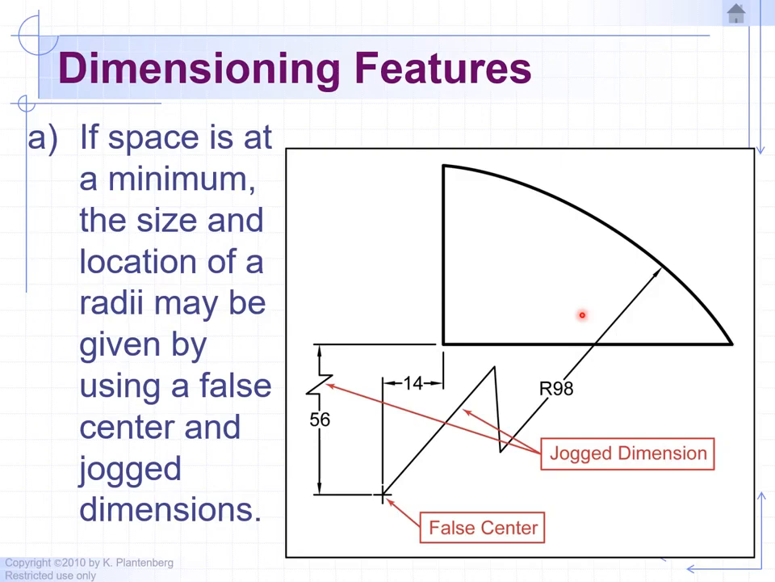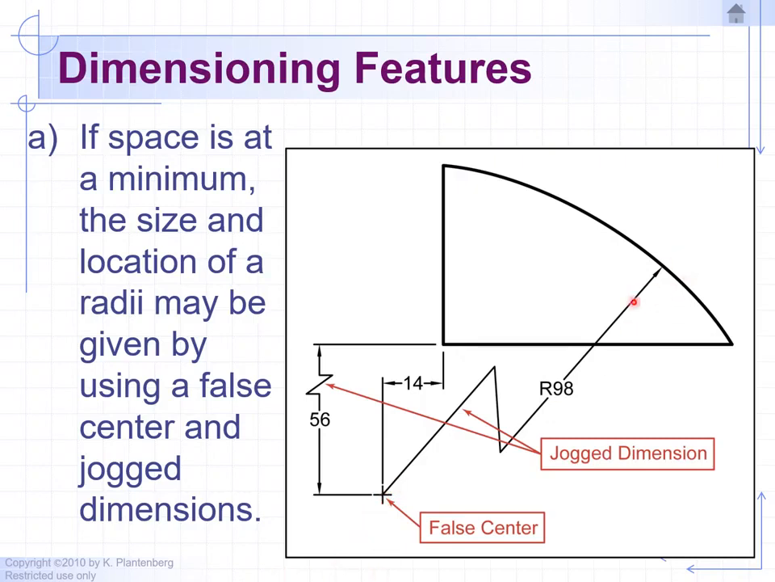In this example, we're looking at an arc with a radius of 98. The location of its center is important. The problem is that the center of the arc falls off the sheet. One way to get around that is by using what's called a jog dimension. So we're faking the center. The center of that arc is not here. It's actually somewhere down here outside of the page.